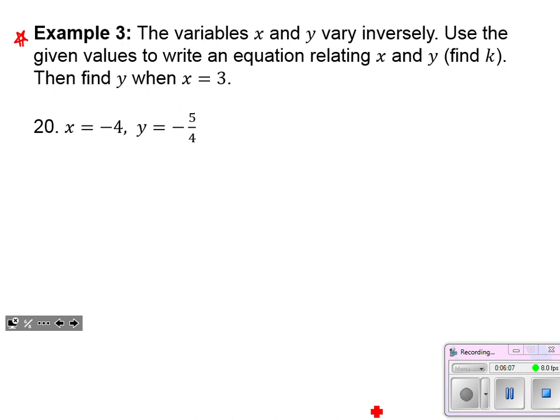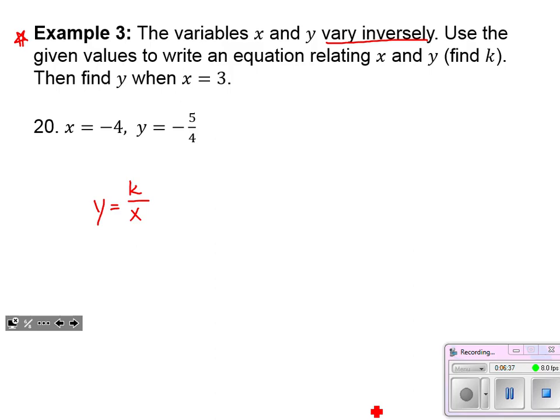So we will be told how the two variables vary, and then we'll also be given some sample values that will help us find the k, the constant of variation. And then we have to use that k value to go back and answer a question at the very end. So reading through this, we have an inverse relationship. So I know that y equals k over x. Okay, that's the way that x and y vary.